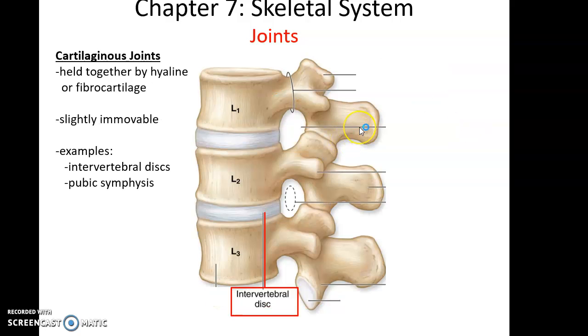Then we have cartilaginous joints. Surprise, surprise, cartilaginous joints are where bones are connected by a piece of cartilage. And a piece of cartilage can be either hyaline cartilage or fibrocartilage. Cartilaginous joints may allow for some movement, but only a little bit. Mostly they're not movable, but they might be able to move a little bit. Examples include the intervertebral discs found between the vertebrae and the pubic symphysis that connects the two os coxae together.